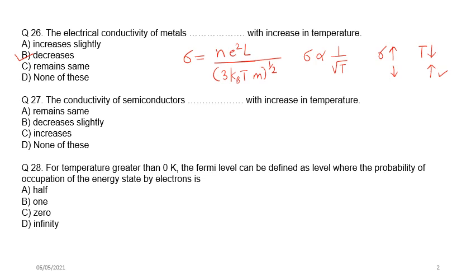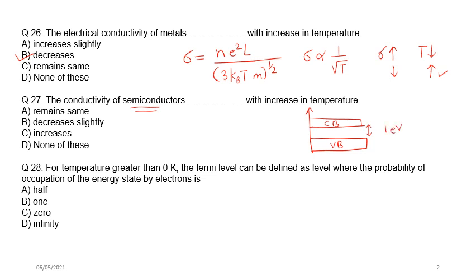The conductivity of a semiconductor dot dot with increase in temperature. Here also we have to write the conductivity of a semiconducting material. We should know its energy diagram. This is our valence band and this is the conduction band, and there is an energy gap. This energy gap is typically 1 electron volt.